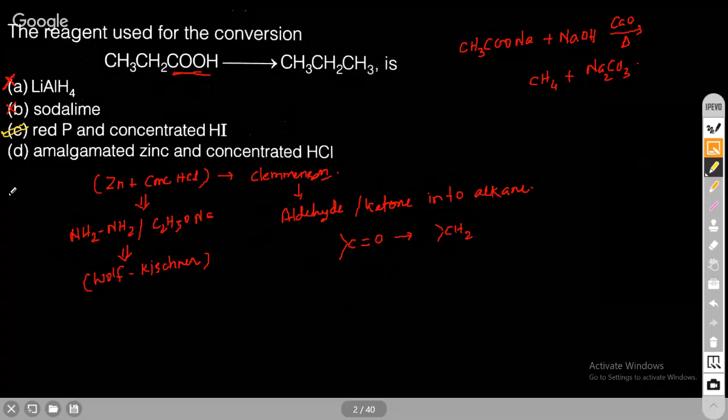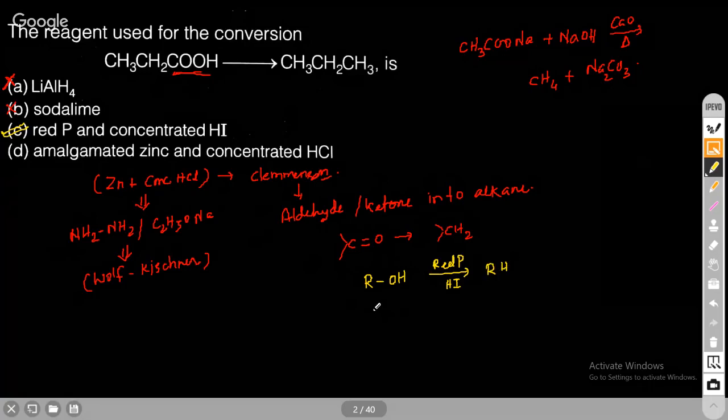One thing you must remember, I'll tell you in this. If you have alcohol, ROH, and we are talking about this reagent, red phosphorus and concentrated HI, it converts into RH.